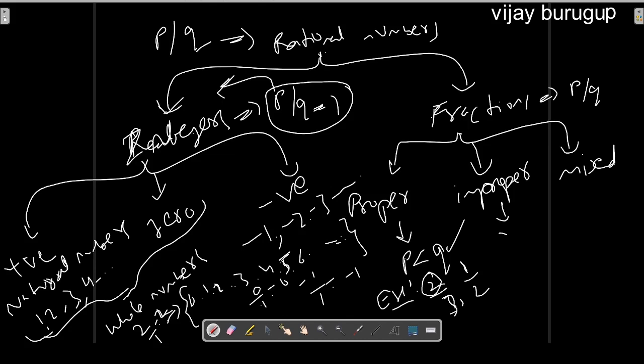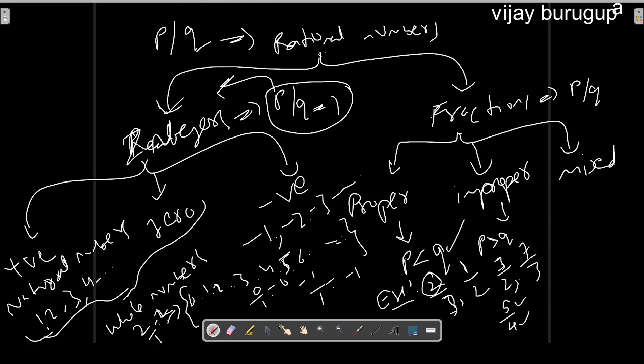Improper fractions are fractions where P is greater than Q. For example, 3 by 2, 7 by 3. Here 3 is greater than 2. That means P is greater than Q. And 7 is greater than 3. So these types of numbers are called improper fractions. Similarly 5 by 4 is also an improper fraction because 5 is greater than 4.